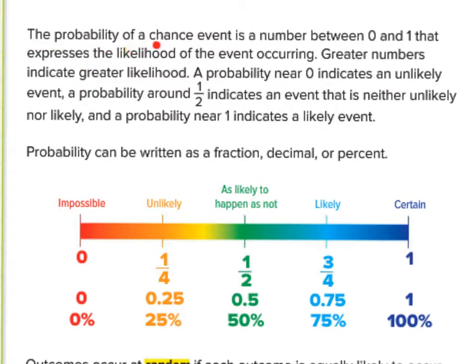The probability of a chance event is a number between 0 and 1 that expresses the likelihood of the event occurring. Greater numbers indicate greater likelihood. A probability near 0 indicates an unlikely event. A probability around a half indicates an event that is neither unlikely nor likely. And a probability near 1 indicates a likely event. Near the 1, near the whole, which would be 100%. Probability can be written as a fraction, decimal, or percent. So here we have it written as a fraction. We can also convert those fractions to decimals, and those decimals easily converted to percent.